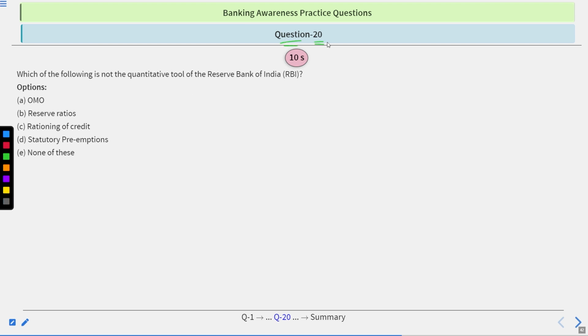Now, question number 20. Which of the following is the quantitative tool of the Reserve Bank of India? OMO, reserve ratios, rationing of credit, statutory preemptions, and none of these. To answer this, you will have 10 seconds, then I will give you the answer. So your time starts now.